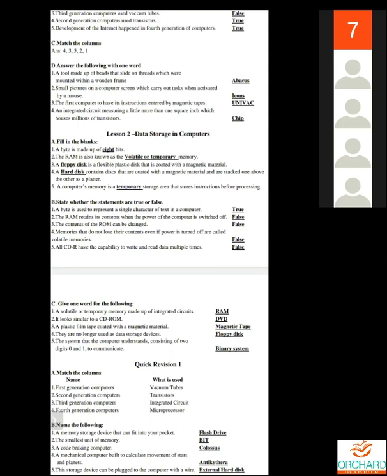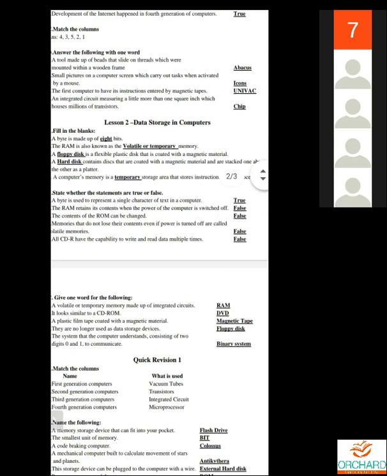First one, a byte is used to represent a single character of text in a computer. Yes, the statement is true, because a byte can store only 8 bits, so we can store only one single character of text, right? So the statement is true. A byte is used to represent a single character of text in a computer.